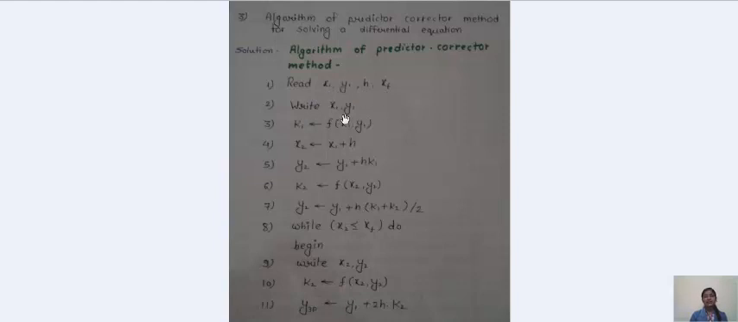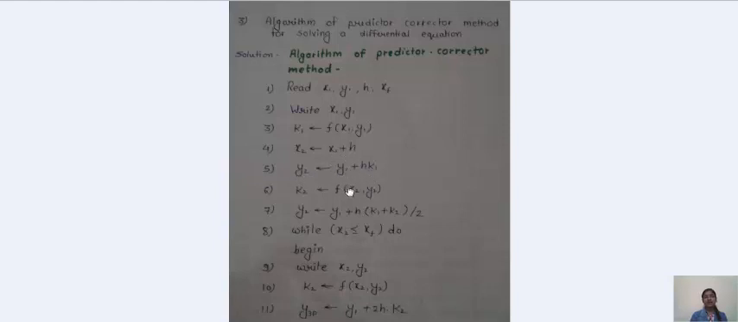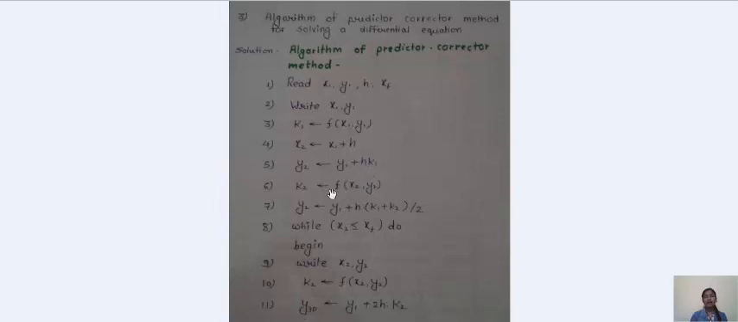write the values of x1 and y1, and next we find the value of the function at the point x1, y1, that is the value of k1, and find the value of x2 equals x1 plus h, and the value of y2 equals y1 plus h into k1, and next we find the value of the function at the point x2, y2. This is k2.